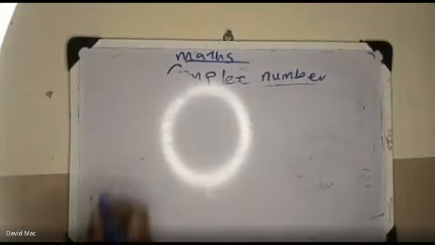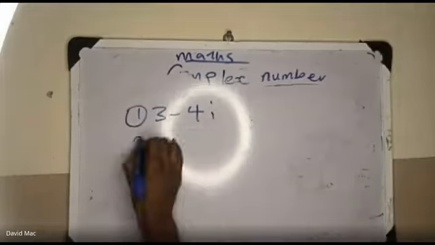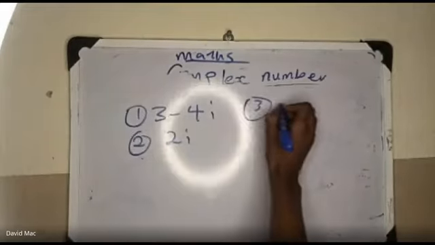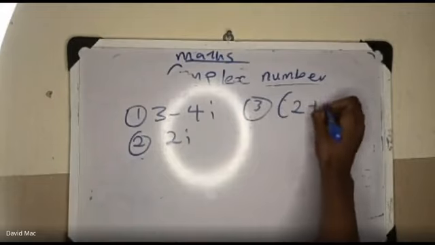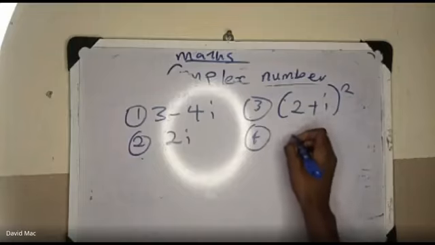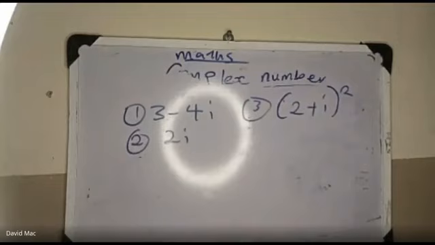The first one is 3 minus 4i. The second one is 2i. The third one is 2 plus i squared. And the fourth one is 1. Or let me just leave this fourth one. I believe somebody should do it so that we can be fast. So let's solve these three questions so we can see what we are saying.